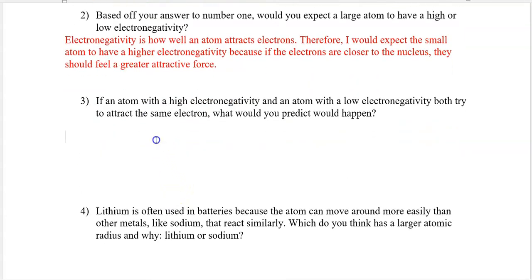If an atom with a high electronegativity and an atom with a low electronegativity both try to attract the same electron, what would you predict would happen?